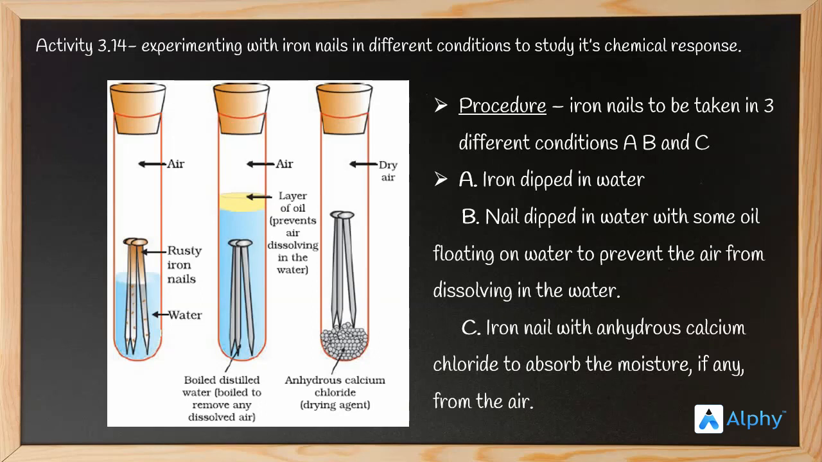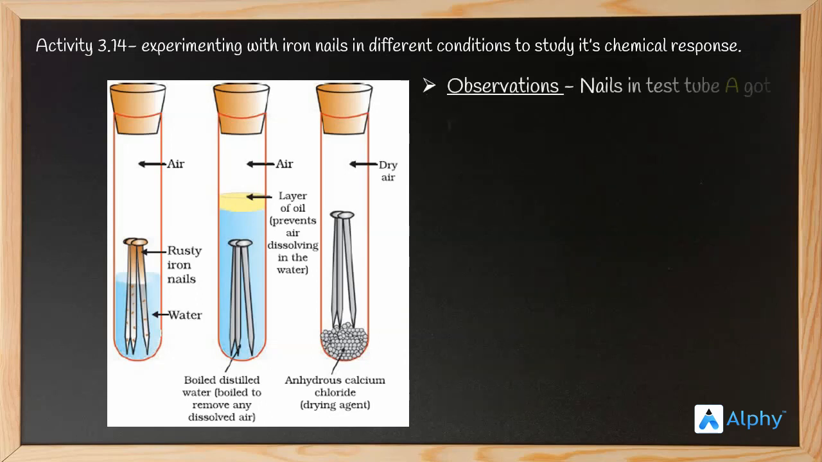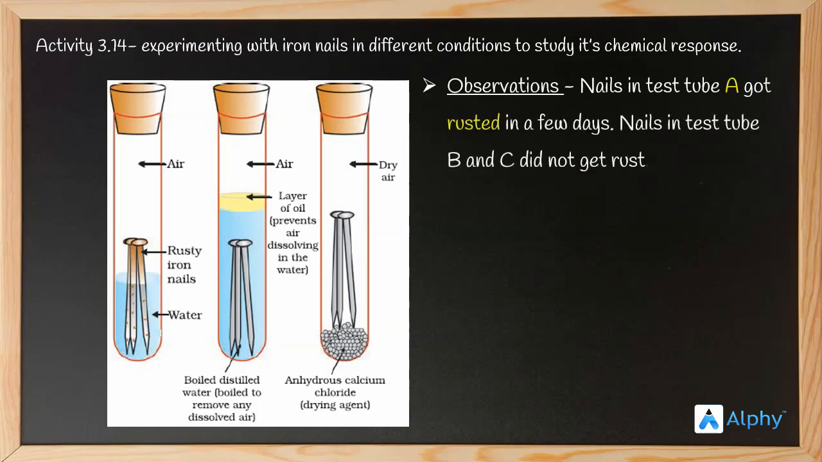A has water and air exposure. B has water exposure only. C has air exposure only. Now our experiment is to see how the nail reacts to each of these setups. So if you did this, your observations would be that the nails in test tube A got rusted in a few days, but the nails in test tube B and C did not get rust.